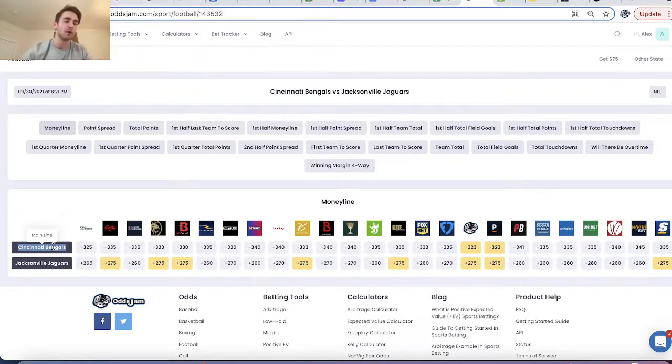So if a bunch of people come in betting the Jaguars, the odds get worse on the Jaguars and better on the Bengals. On the other hand, if a bunch of people start betting the Bengals, the odds will get better on the Jags. They may move up to plus 300, whatever, and will get worse on the Bengals. Pretty simple concept. It's just supply and demand. People want to buy GameStop stock, the price of GameStop goes up. People come in and start to sell it, the price goes down. Supply and demand. It's the exact same thing in sports betting.